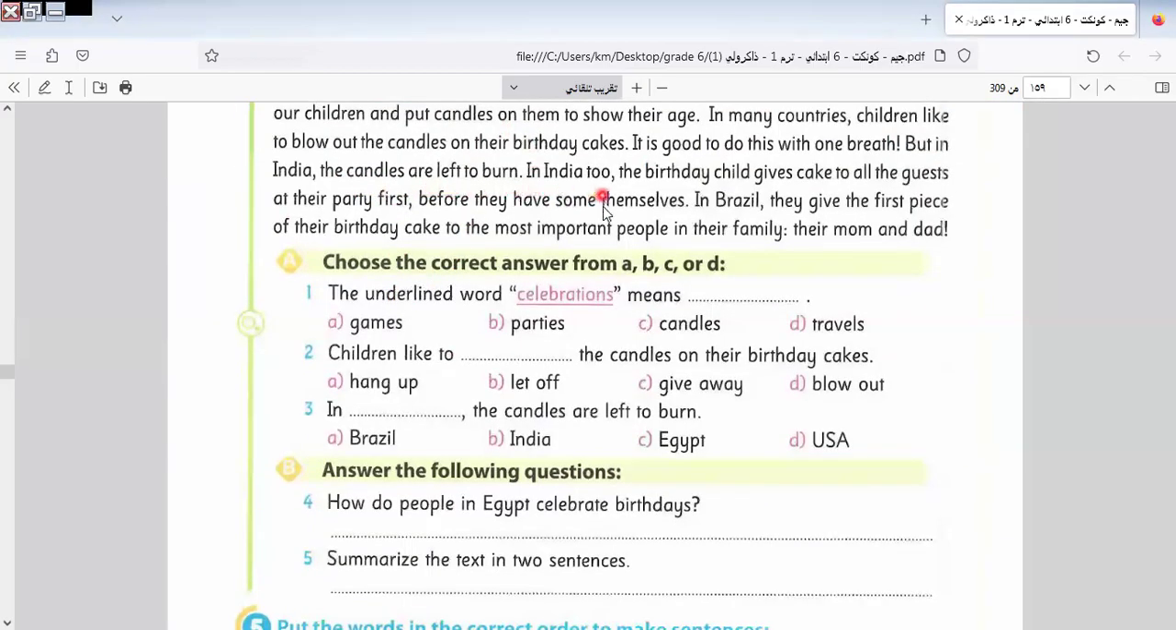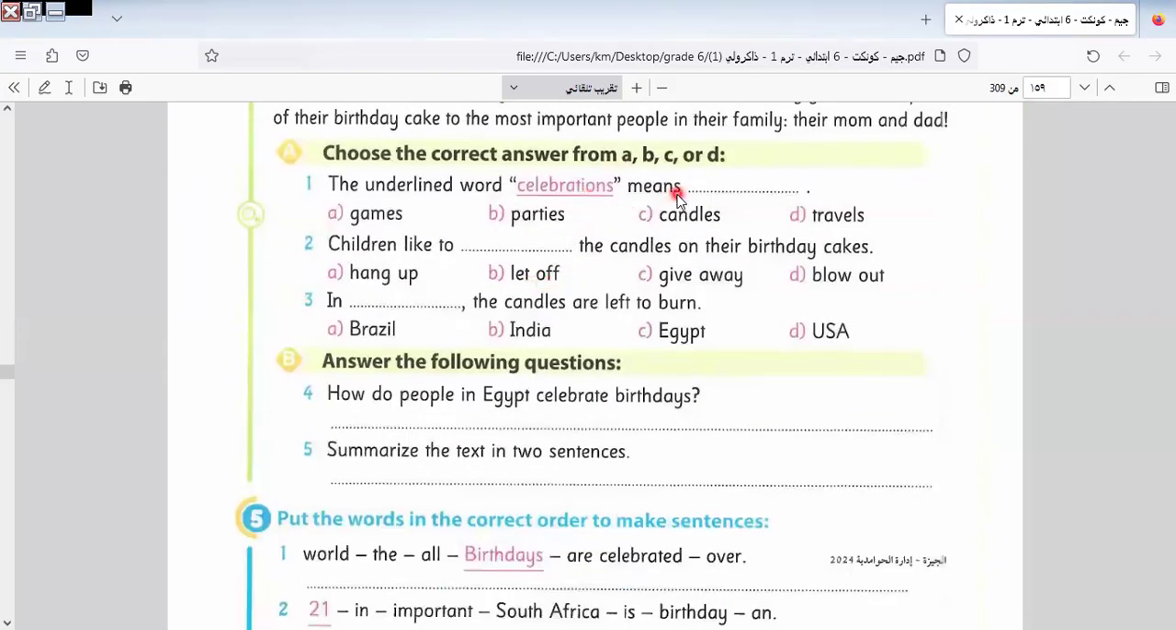In India too, the birthday child gives the cake to all guests at their party first, before they have some themselves. In Brazil, they give the first piece of their birthday cake to the most important people in their life, their mom and dad. The underlined celebrations means what?